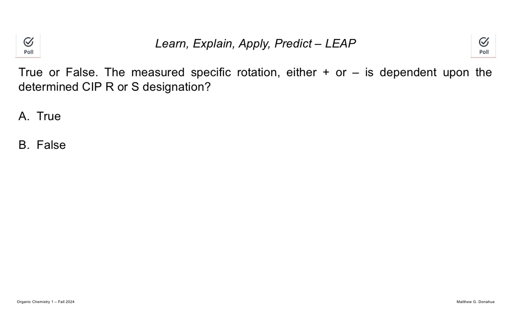So to check in, again, R and S you determine just through that algorithm of assigning priority. And the question asks whether the measured specific rotation, again from polarimetry, plus or minus, is dependent upon the R or S designation.